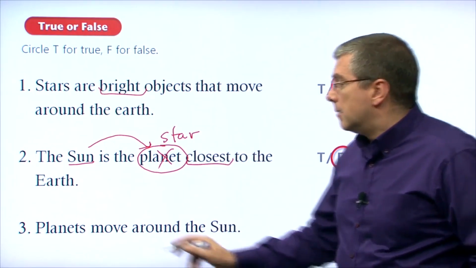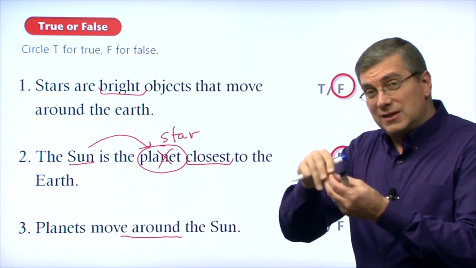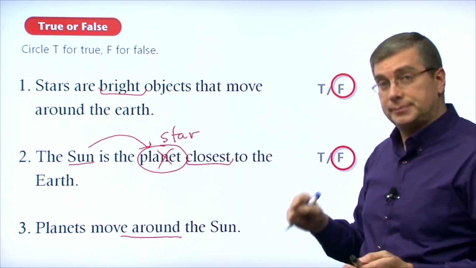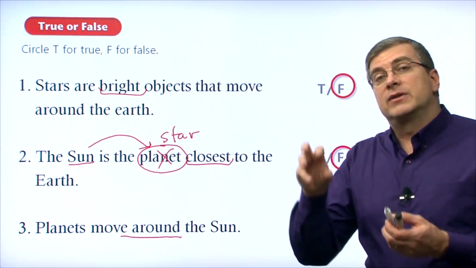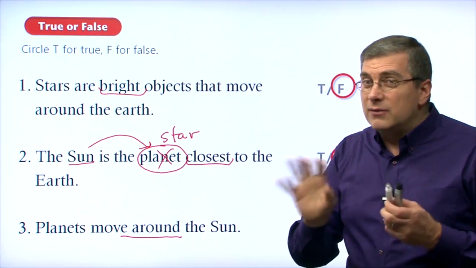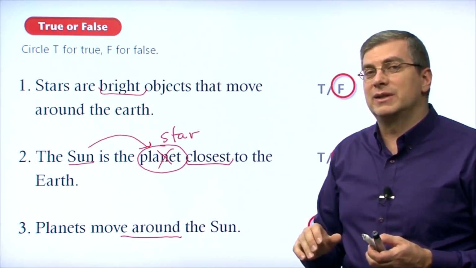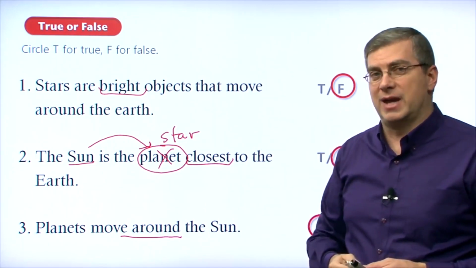Number 3, planets move around the sun. So the sun stays still and the planets move around the sun. Is that true? Absolutely, that is true. That's what we learned before. The planets are big objects that move around the sun. They are not giving out their own light, but remember, there are 8 planets in our solar system. Earth is one of those planets. They all move around the sun.